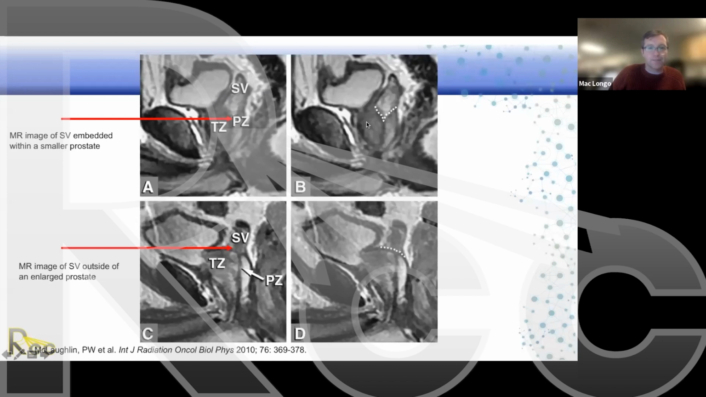On top is a smaller prostate, where we see that seminal vesicle really embedded in between the peripheral zone and the transitional zone. Whereas this, we clearly see a large prostate with a large median lobe extending into the bladder. And we see that the seminal vesicles are really beyond the prostate itself because of that enlarged transitional zone.